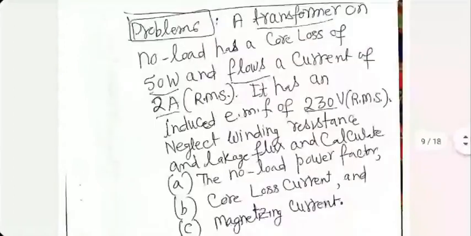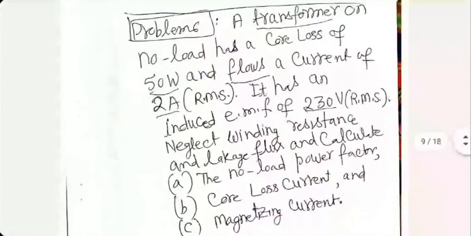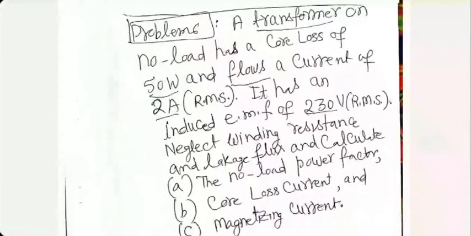Next one. A transformer on no load has a core loss of 50 watt and flows a current of 2 ampere RMS. It has an induced EMF of 230 volt RMS. Neglect winding resistance and leakage flux and calculate the no load power factor, core loss current and magnetizing current.